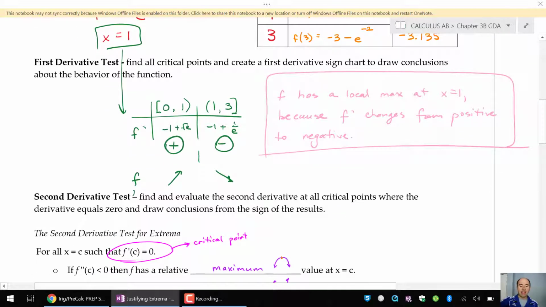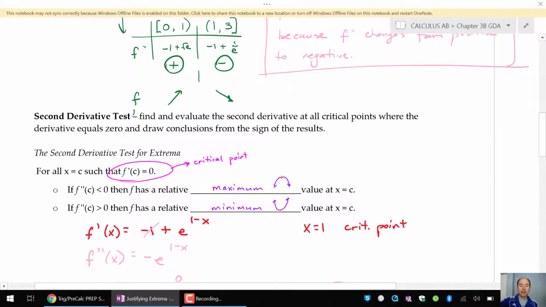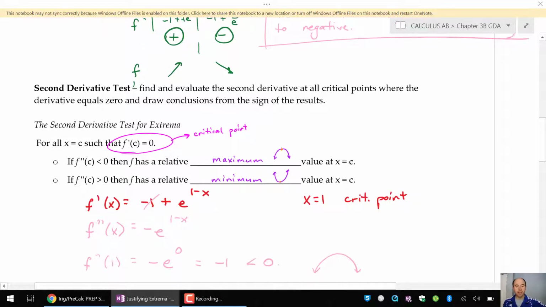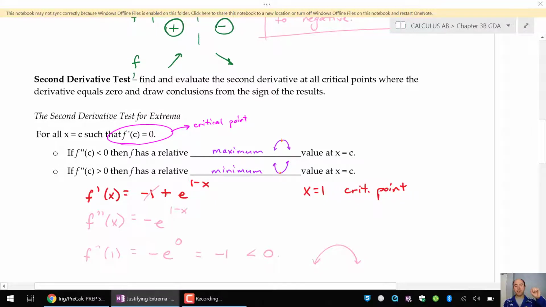What about that last one here, the second derivative test? That is just a matter of looking for the second derivative and analyzing concavity. So here's the conclusion of the second derivative test. And then I have my derivative, f prime, as -1 plus e to the 1 minus x. That's from back in part A. Let's find the second derivative of that. f double prime is -e to the power of 1 minus x.